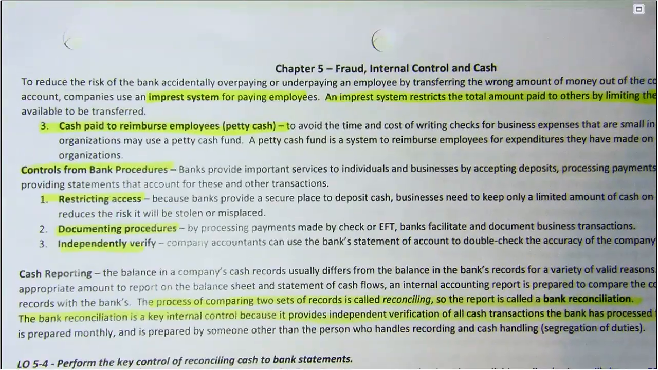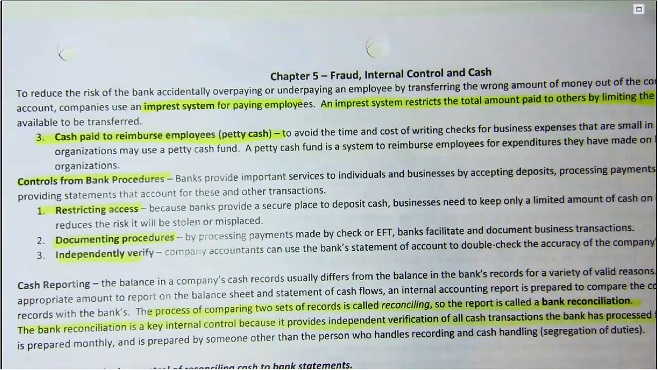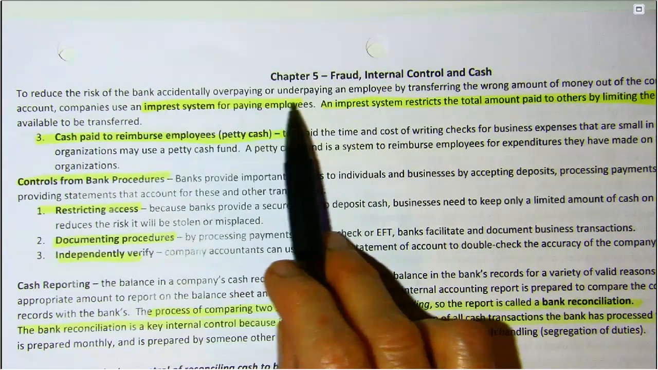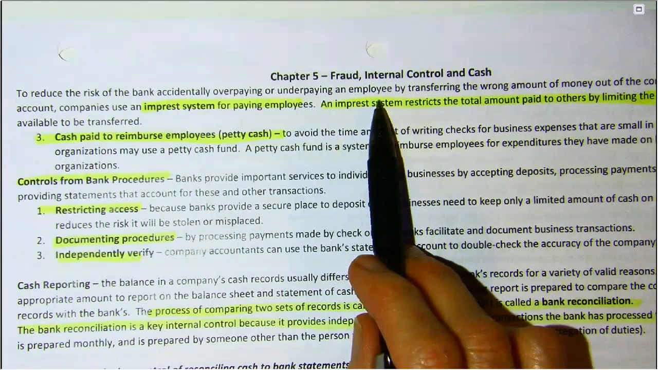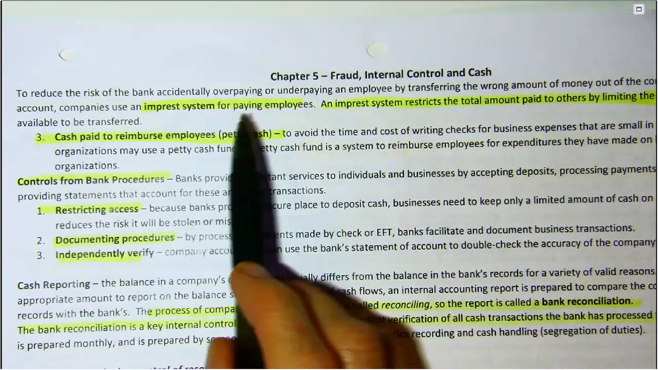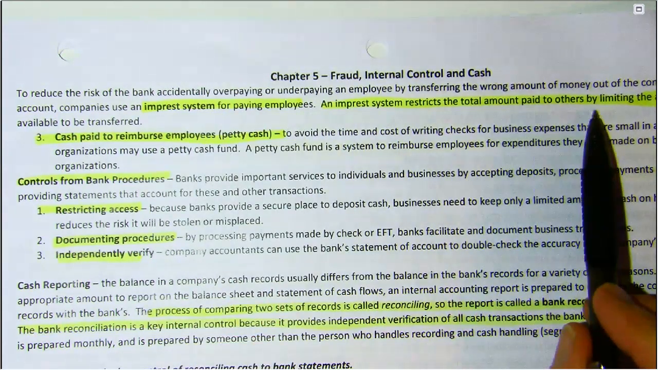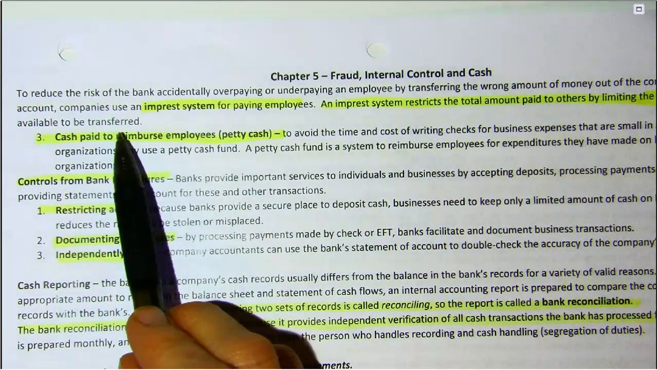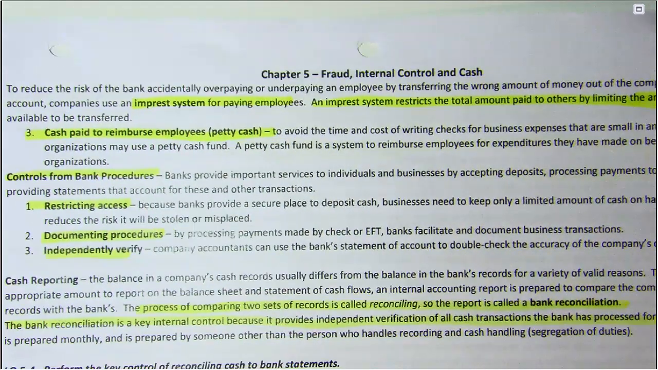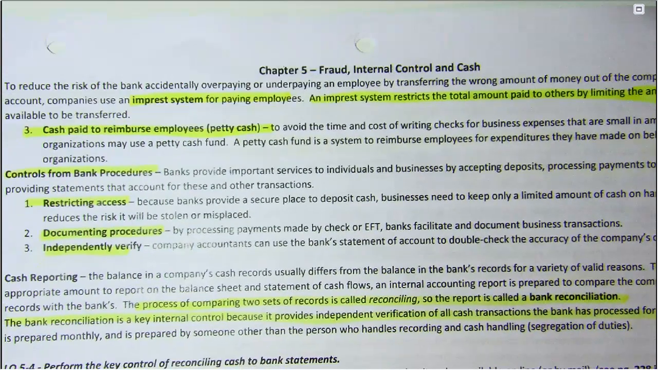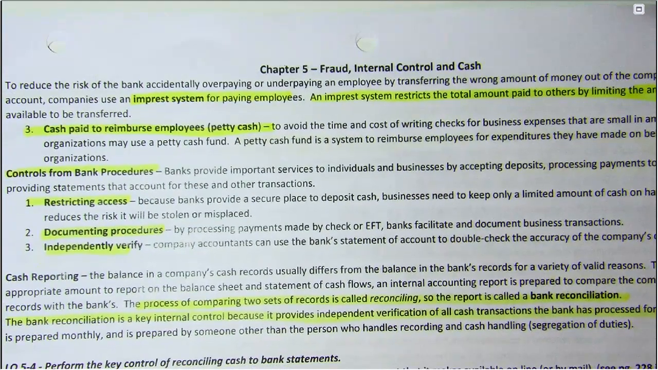So, as I mentioned, that reduces the risk of the bank accidentally overpaying or underpaying the employee. And that's called an imprest system. It restricts the total amount paid to others by limiting the amount of money available to be transferred. So you only put in the total amount of money to be disbursed as take-home pay, no more than that, to prevent the bank from making an error.